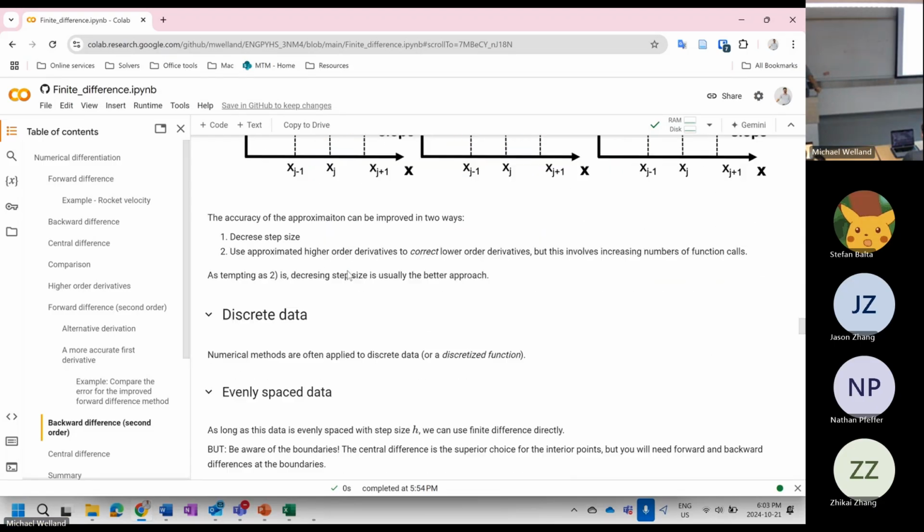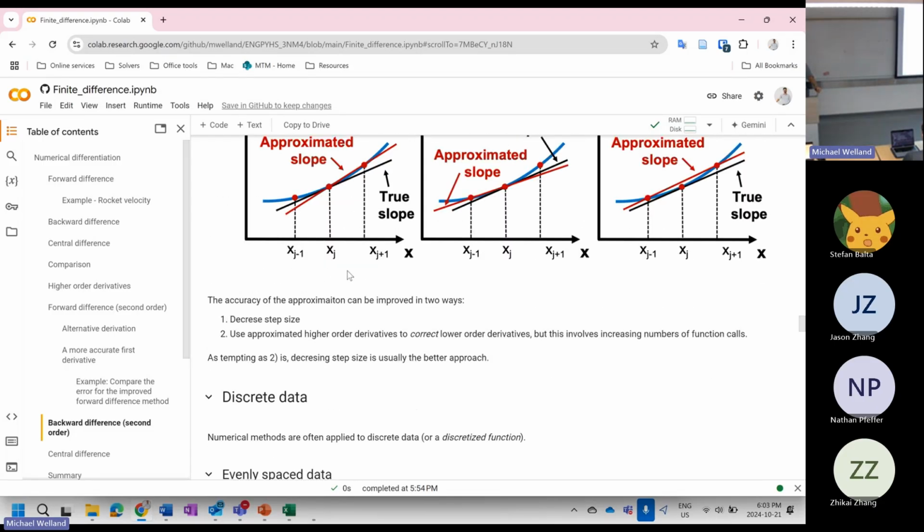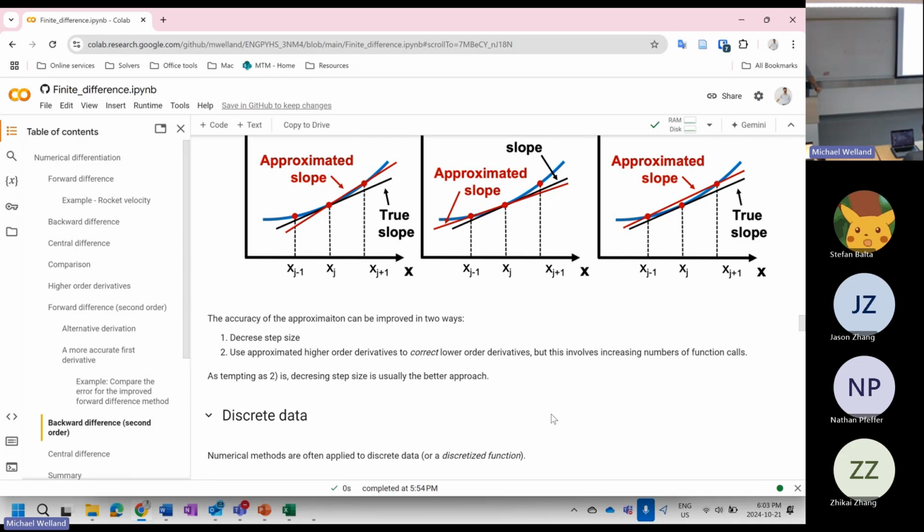Excellent. Okay. What do we do for discrete data? So if I gave you a function, x1, f at x2, and so on. How would you do that? Anybody? I give you a list of x coordinates, a list of f values, and I ask you to tell me the gradient.